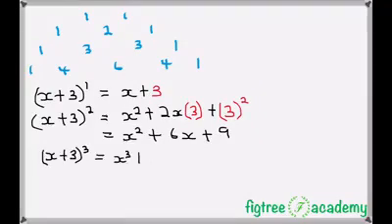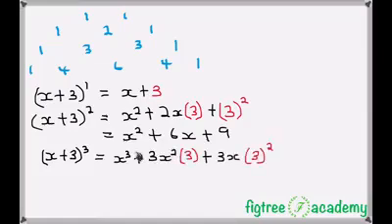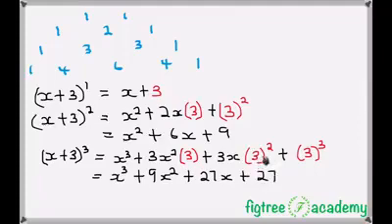Then on the third degree, x cubed plus 3x squared times 3, plus 3x times 3 squared, plus 3 cubed. You can see that the power of the second term is increasing. Then we multiply 3 times 3 is 9, 3 squared is 9 times 3 is 27, 3 cubed is 27. So this will be our final polynomial expression.